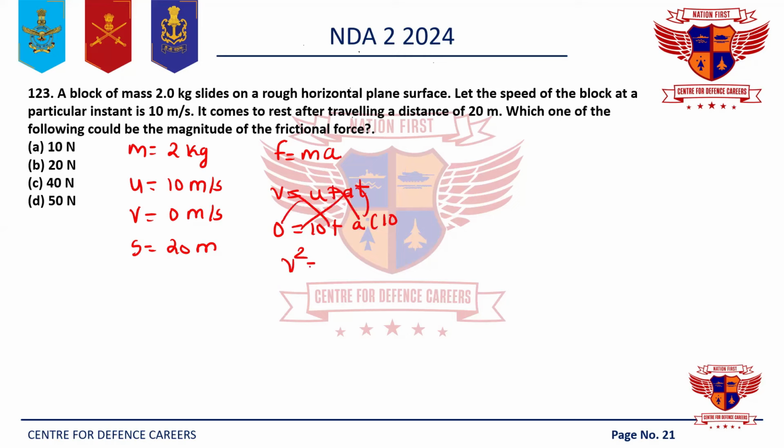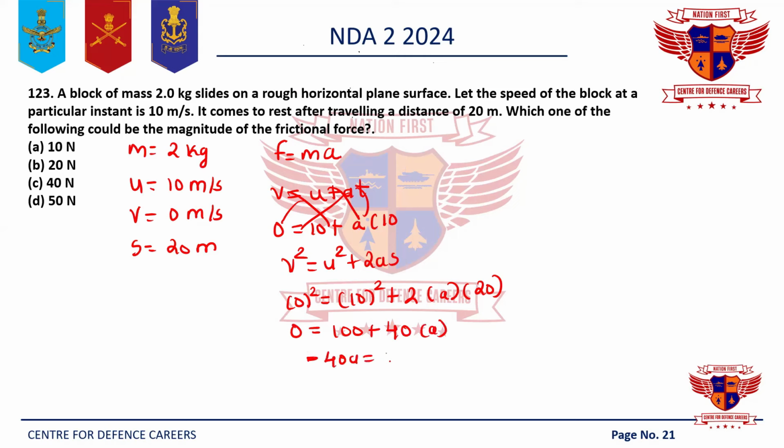Let's make use of the other equation of motion, that is V square equal to U square plus 2AS. So V square, since it is 0, this will be 0 square, and the initial velocity is 10 square, plus 2 into the acceleration, which is what we have to find out, into the distance traveled, 20 meters. So we get 0 equal to 100 plus 40A. So minus 40A will be equal to 100 and A will be equal to 100 divided by 40. So we can cancel this out. We get 5 by 2. So acceleration is equal to 2.5 meter per second square.